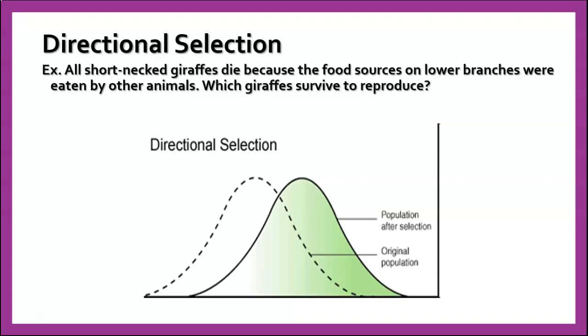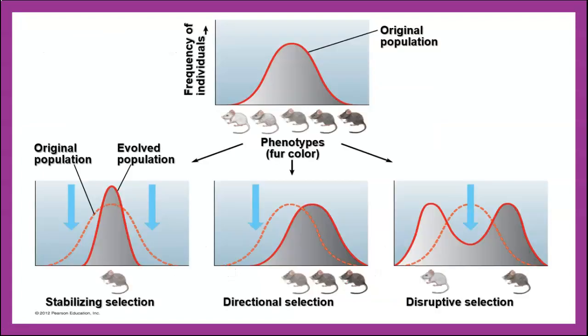And so that would be an example of directional selection, when conditions change to make being at one end or the other of the spectrum a big disadvantage. And so that can cause the whole graph to shift over one direction or the other. Here are a couple of different populations of mice to kind of show you how this might work.